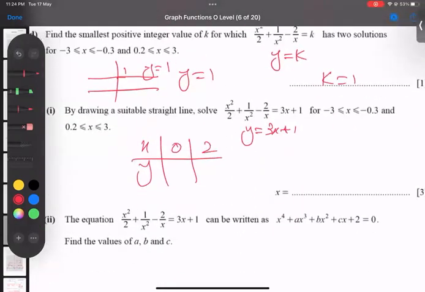X is 0, x is 2. When I plug in 0 in the place of x, 0 into 3 becomes 0, so I got 0 plus 1 becomes 1. When I plug in 2 here in the place of x, 2 into 3 becomes 6, and 6 plus 1 becomes 7. So Alhamdulillah Rabbil Alameen, the first point is x 0, y 1.